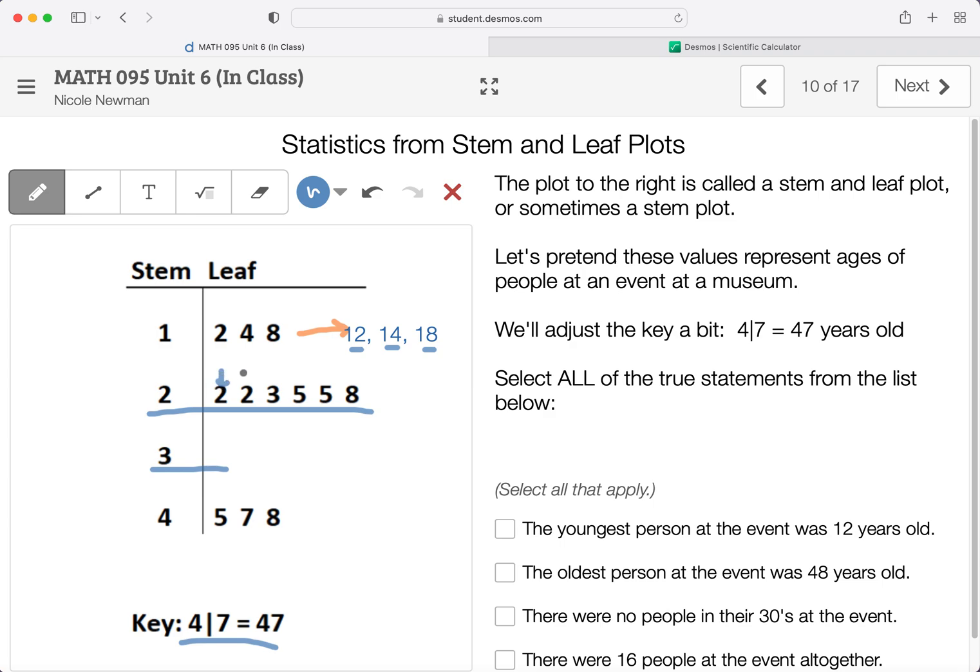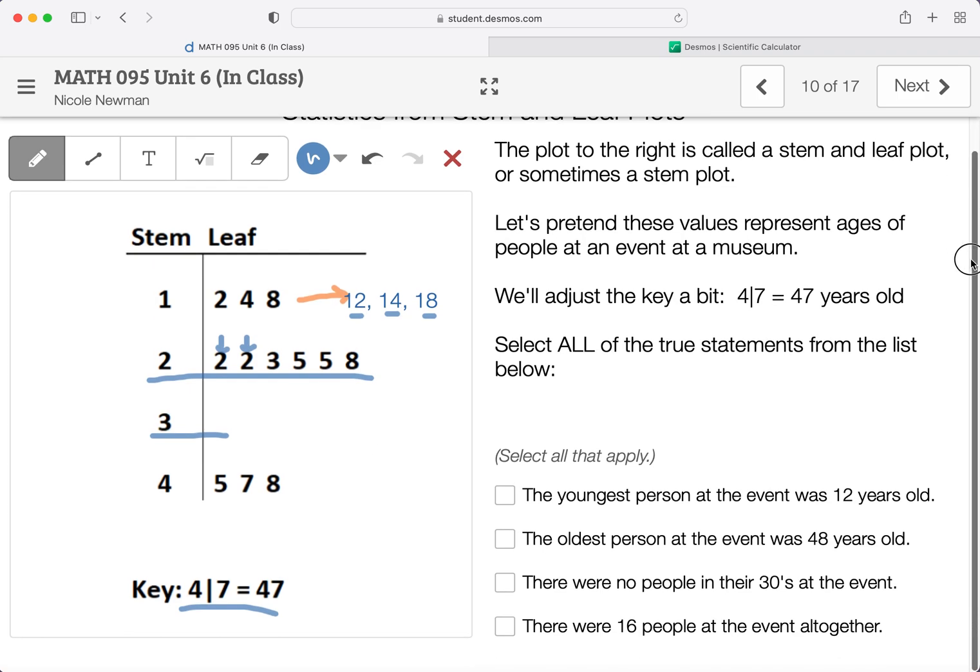This second row would tell us we had a 22-year-old and another 22-year-old, and then a 23-year-old, a 25-year-old, a 25-year-old, and a 28-year-old. We have nobody in their 30s, and then we have a 45-year-old, a 47-year-old, and a 48-year-old that visited. So we know what the data points are, even though they're not all listed explicitly. We can answer some questions.